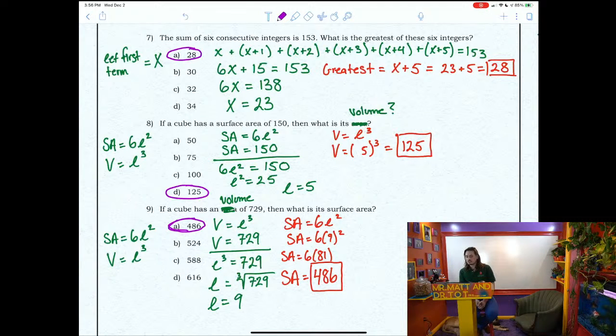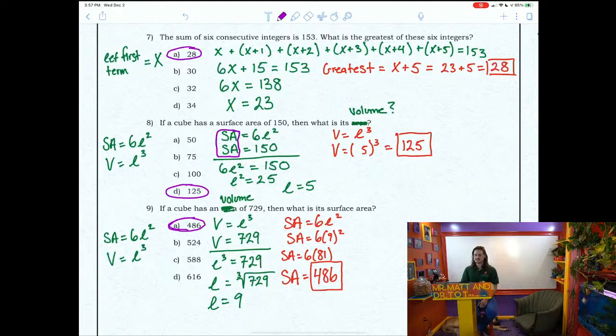So if they tell us that the cube has a surface area of 150, I know that surface area in general for every single cube is equal to 6 times side length squared. They're telling me that the surface area of this particular cube is equal to 150. So because surface area is equal to 6L squared and surface area is also equal to 150, I can say that 6L squared is equal to 150. I can set them equal to each other and solve for L.